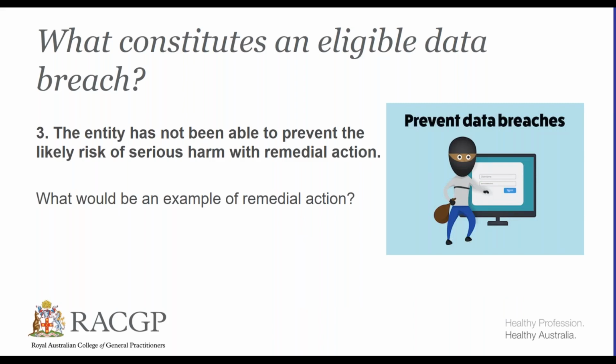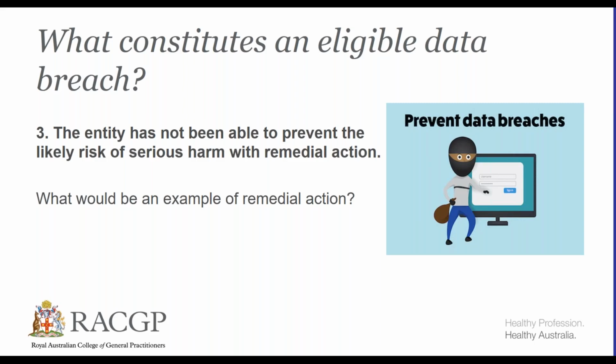So, for instance, the scheme provides this opportunity for entities to take some kind of action to prevent or reduce that risk of harm. For instance, if you've sent a document containing sensitive personal information to the wrong recipient, but that's a trusted recipient and they've confirmed that they have deleted or destroyed the document, and your assessment concludes that you can rely on that advice and there's no longer a likely risk of serious harm, then notification would not be required.